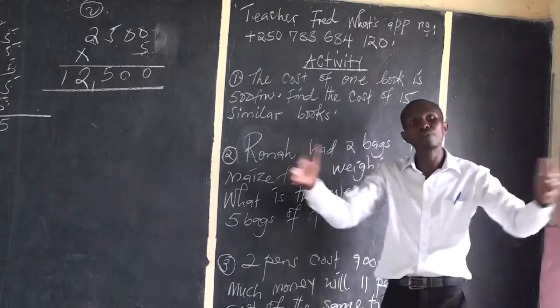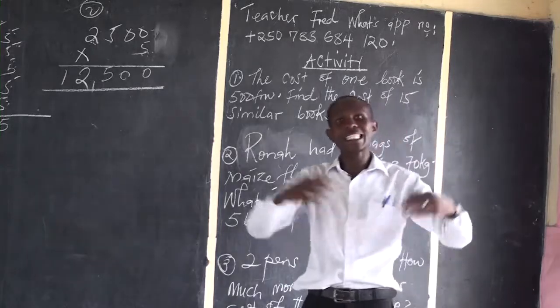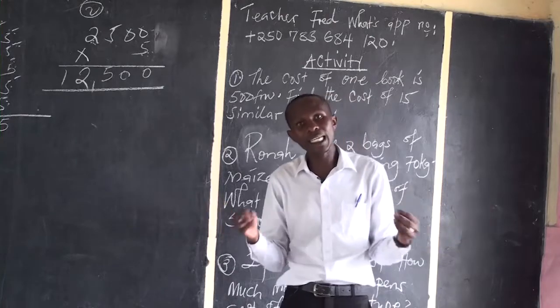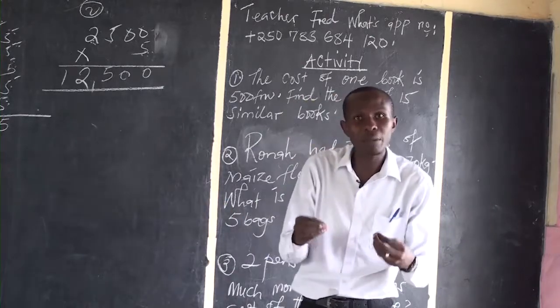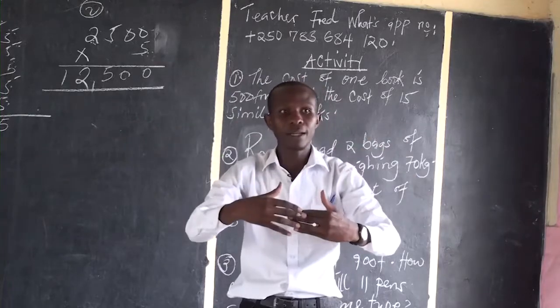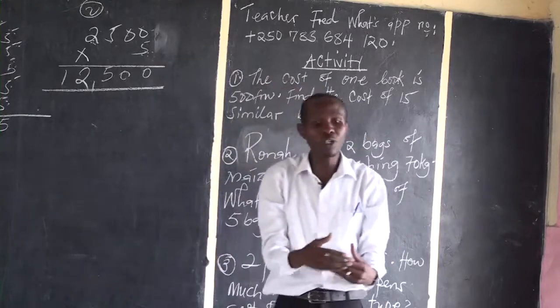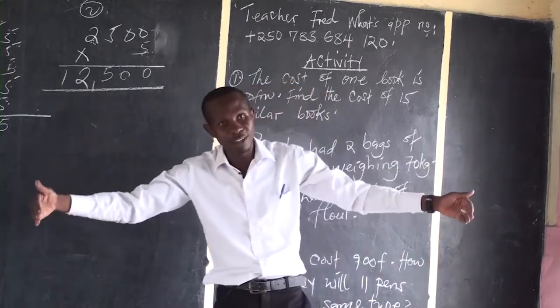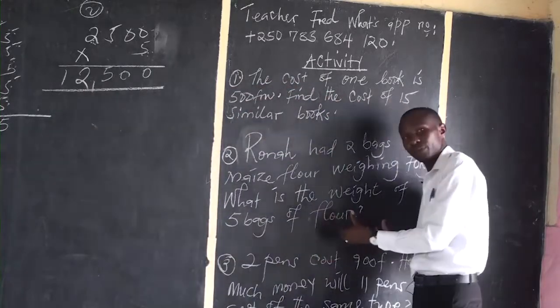Now, if two of them measure 70, then they are asking you, how many kilograms do you think 5 will measure if you bring 5 together? Two of them give you 70, but they want you to tell them for 5. So you have to work this out also.